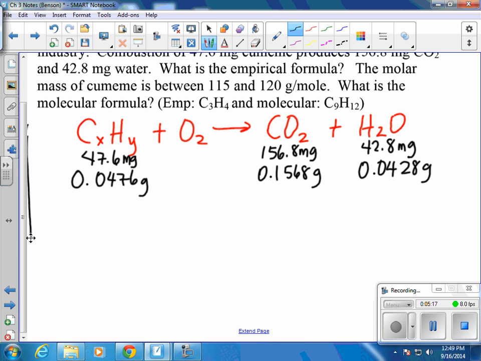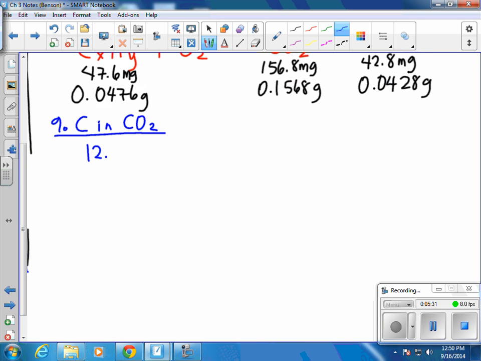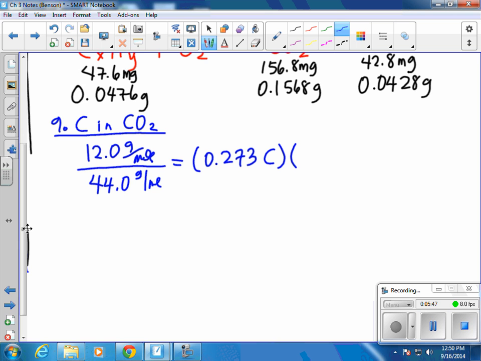So the first thing I need to do is isolate both the carbon and the hydrogen. I'm going to find the percent carbon in carbon dioxide. So I'm going to say that my molar mass of carbon is 12 grams per mole, and I know carbon dioxide's molar mass is 44.0 grams per mole. That cancels out, and I get 0.273 parts carbon. Now I'm going to multiply by the mass of carbon dioxide, 0.1568, and that percent is going to be just of carbon.